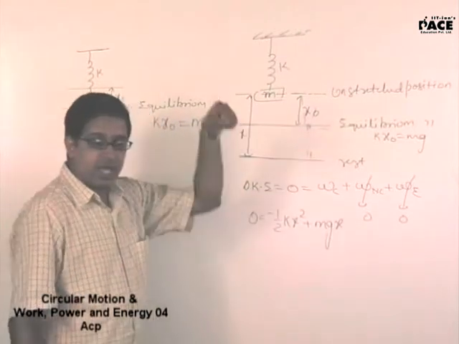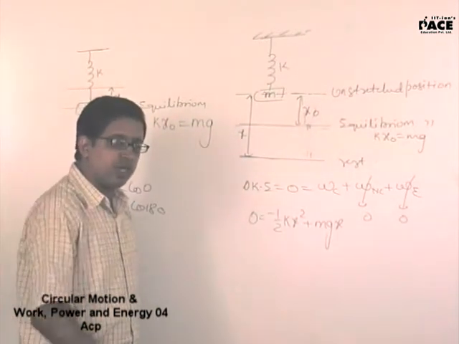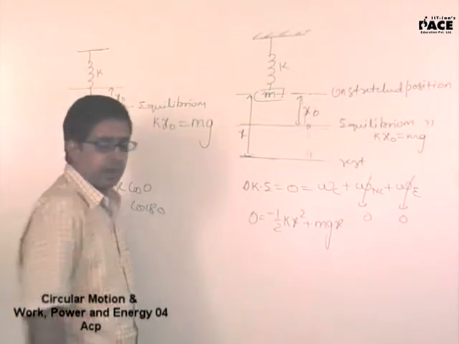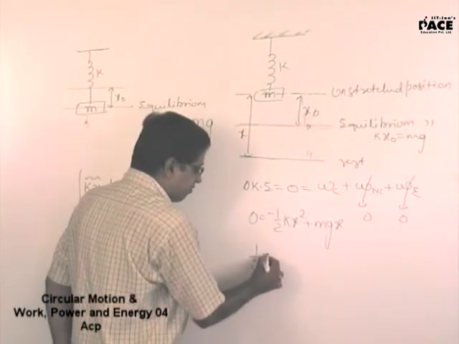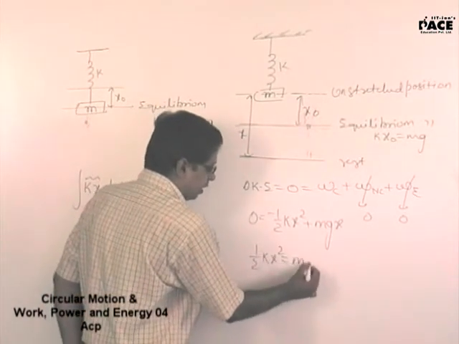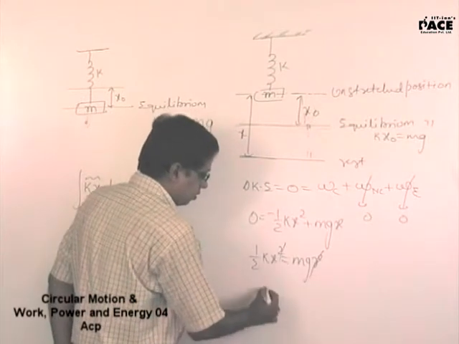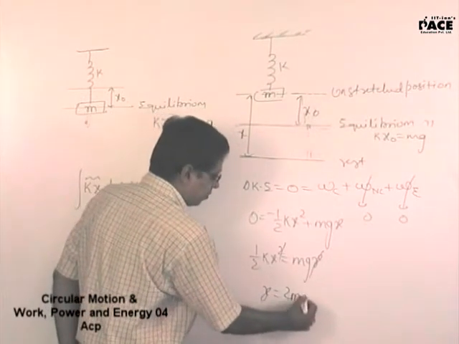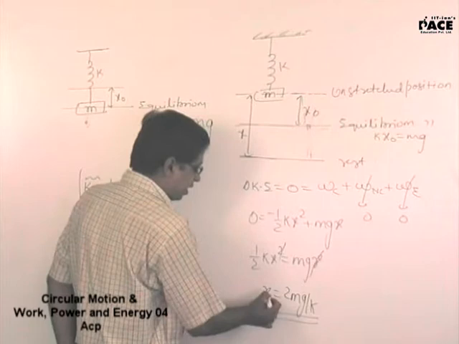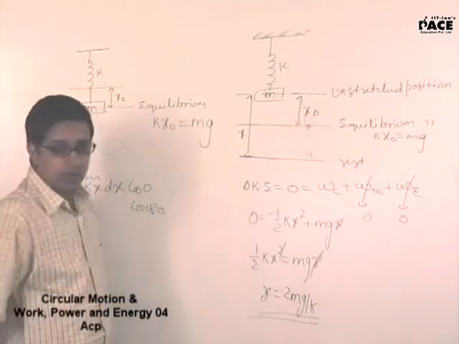Why mg dx? mg is also in the downward direction. Displacement is also in downward direction. So hence half kx square is equal to mgx. So x is equal to 2mg by k. This is the maximum. This is the elongation in the spring.